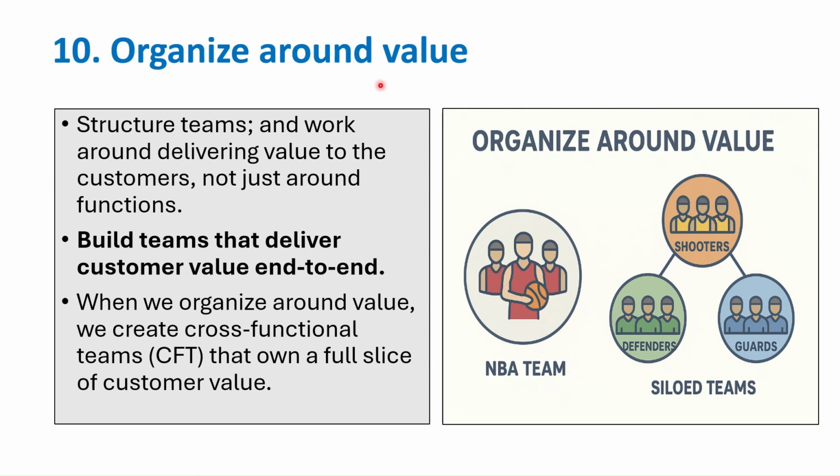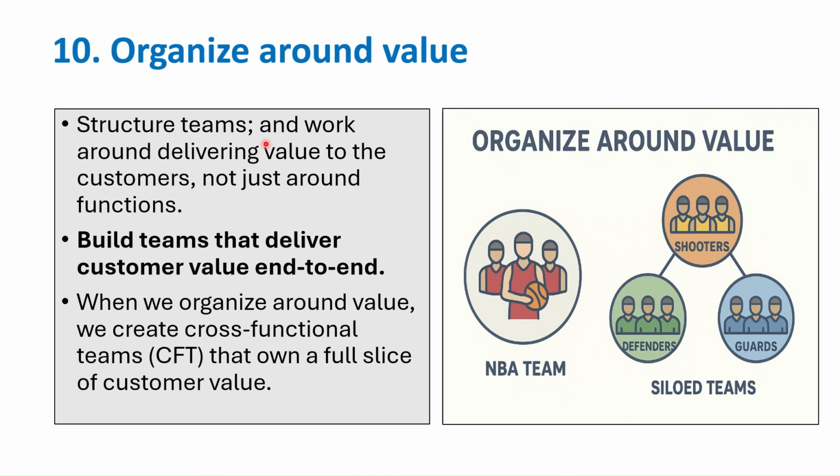Last one is organizing around value. So if you look at this particular example, it's the concept of the basketball team. In a basketball team, we have guards, shooters, and defenders. So we cannot have a team of just the shooters, or we cannot have a team of just the guards or the defenders. So normally a basketball team or the NBA team consists of the centers, the defenders, shooters, the point guards, right? So it's kind of a cross-functional team.